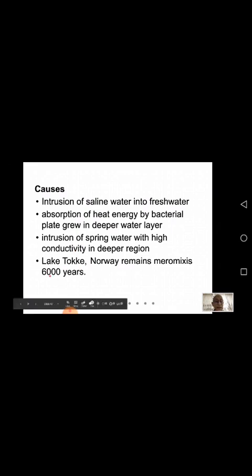Lake Tokke of Norway remains meromictic for 6,000 years. So you see that this is quite unique. In Norway, there is a lake, the name of which is Tokke, and that lake has been remaining meromictic for 6,000 years. The problem of meromictic lakes is that the lake becomes really unproductive. You don't get any fish, any primary productivity, and also no plant production in meromictic lakes. But if production occurs, it is very little compared to the water body.